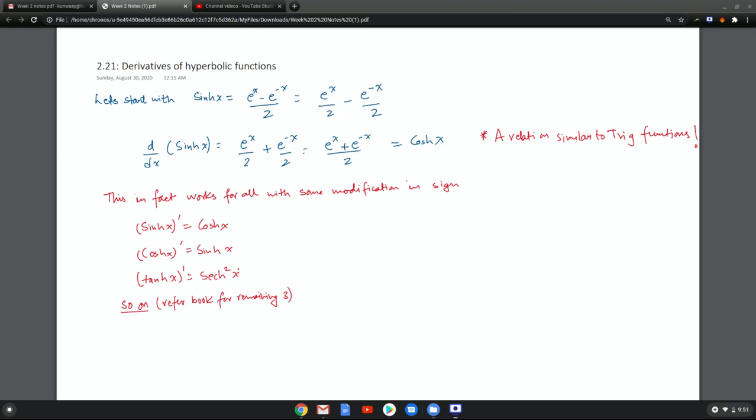You can refer to the book for the remaining three, or if you want more hands-on practice, you can try to derive the derivatives of sech x, csch x, and coth x.